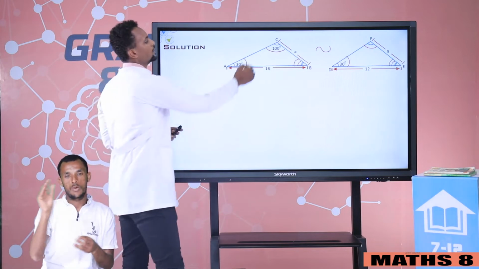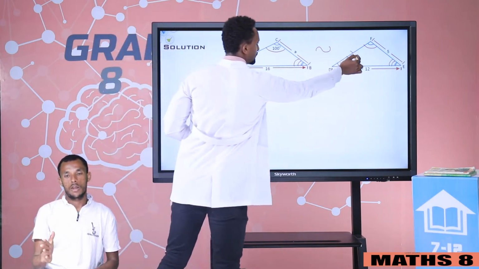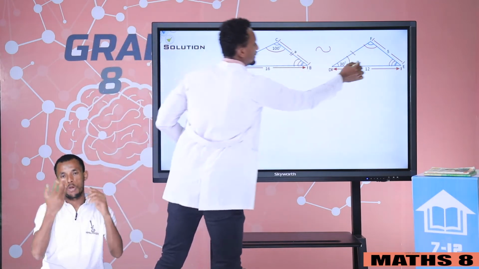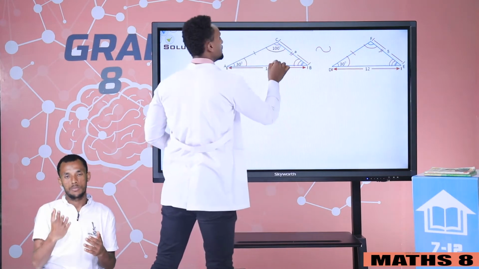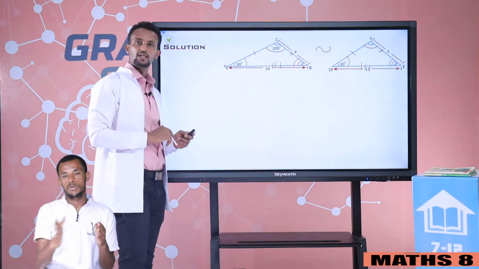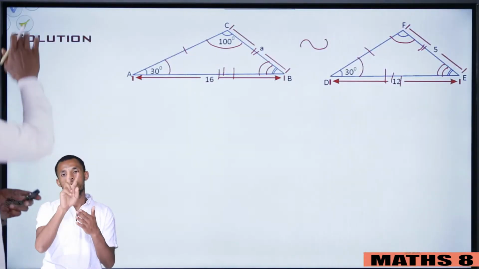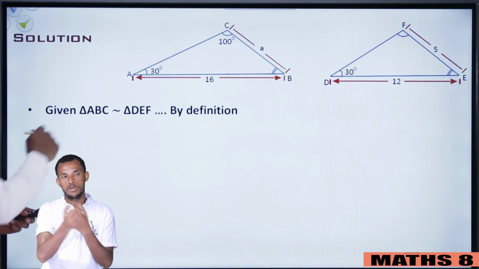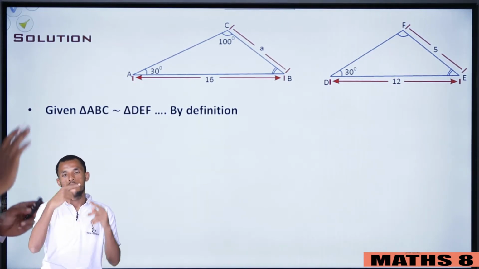And also this side is proportional to this side, and this side is proportional to this side, and this side has to be proportional to this side because the two triangles are similar. So let's come to the solution. The given says the two triangles are similar.